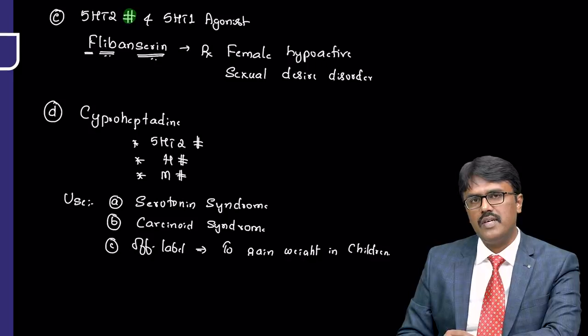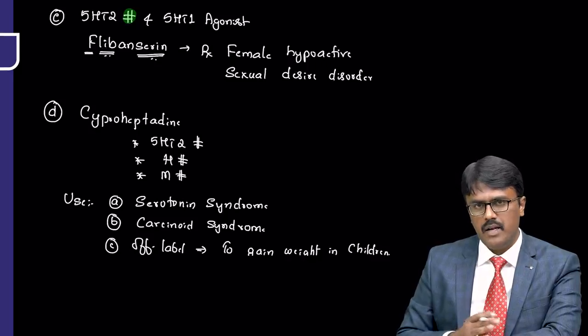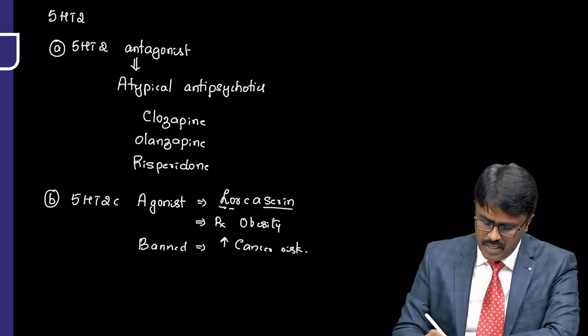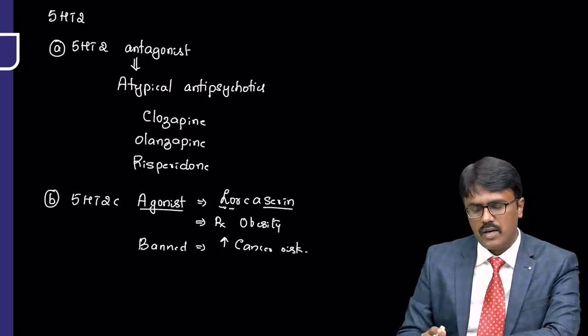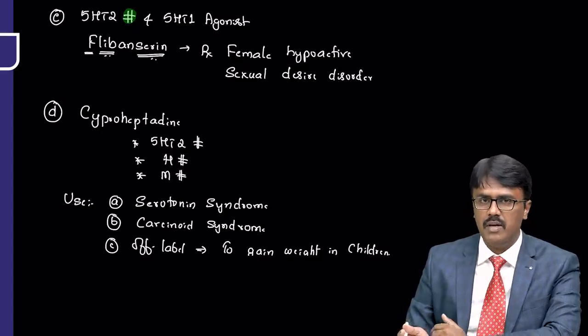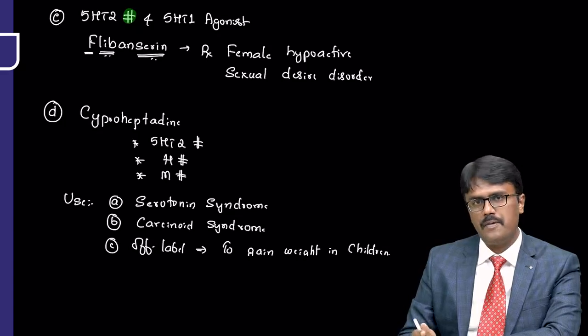So until now what I told you is 5-HT2. Number 1, the atypical antipsychotics. Number 2, I told you is the 5-HT2C agonist, a banned drug, lorcaserin. Then 5-HT2 antagonist and 5-HT1A agonist, flibanserin, female libido. Then cyproheptadine. So that is about 5-HT2.